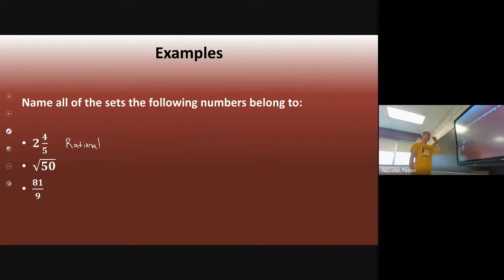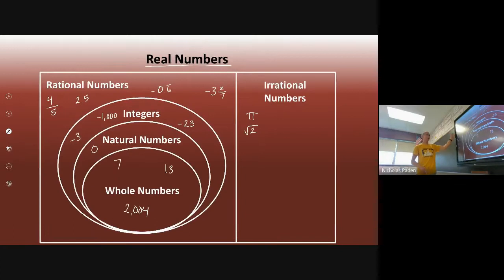Okay, I want to skip square root of 50, and let's look at 81 over 9 first. Can we simplify 81 over 9? The answer is yes, we can. 81 over 9 simplifies to 9. So now go back and look and see where 9 would fall. 9 would be rational, okay? It would actually be a whole number, correct? Because a positive integer is a whole number.